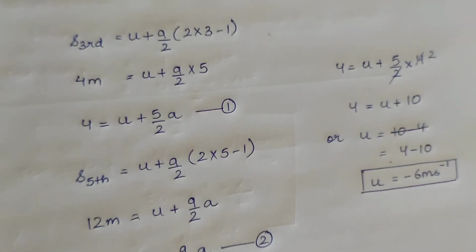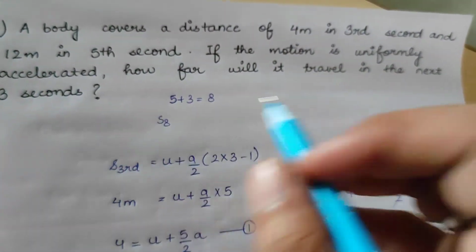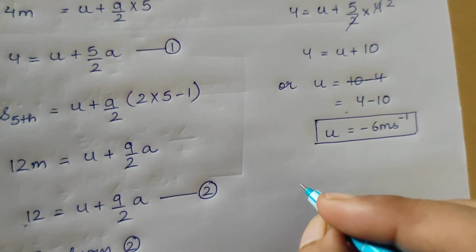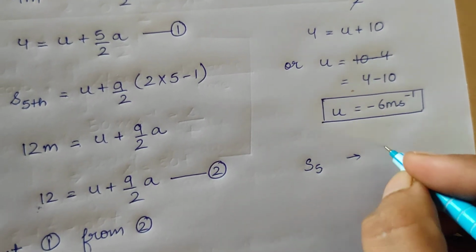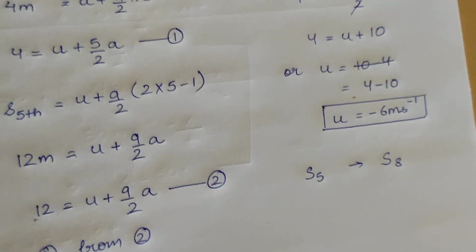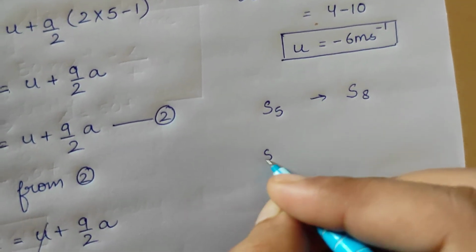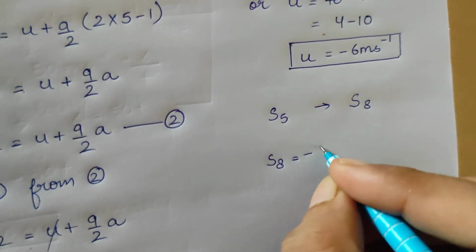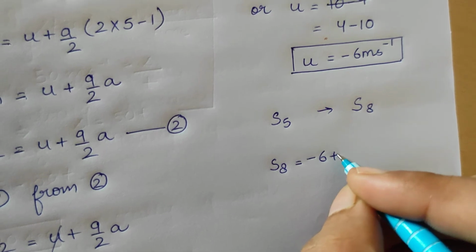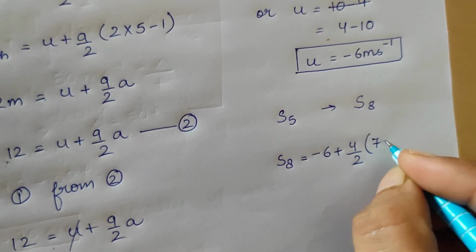But what we have to find? We have to find the distance traveled by it in the next 3 seconds. We were talking about S 5th. So after 3 seconds, what will we get? S 8th. So let us quickly find out S 8th also. It will be equal to U. U we know, minus 6 plus A by 2. What is A? 4. 4 by 2. 2N means 7 minus 1.